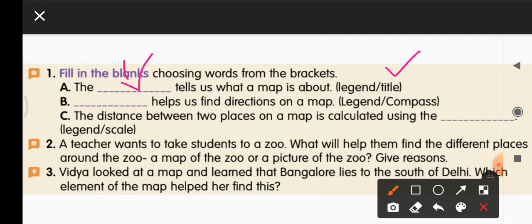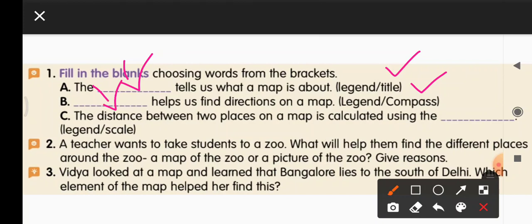Now B1, the dash helps us to find directions on a map. Legend or a compass? Okay, legend tells us about the colors and symbols and compass tells us about the direction. So compass is the answer. You write it in B1.